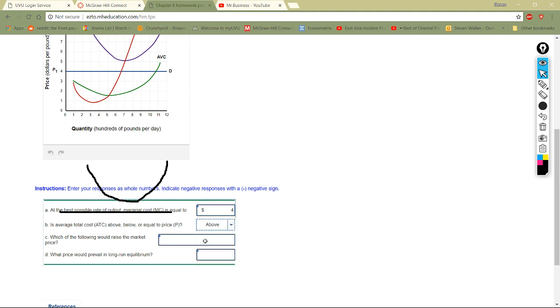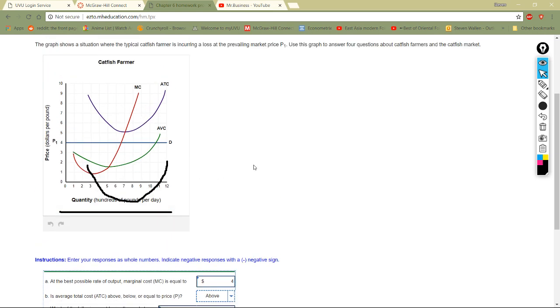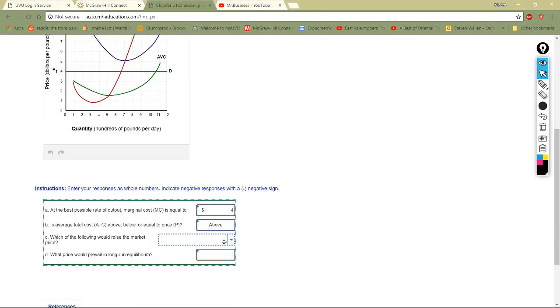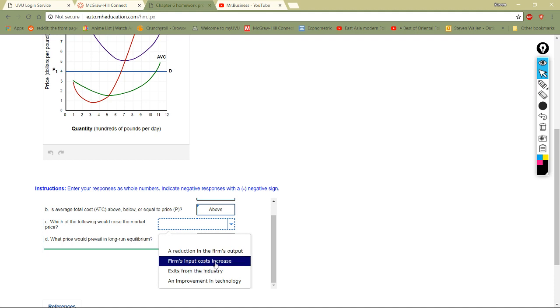So it's above it. Which of the following would raise the market price? Okay. How do you raise prices in a market? Well, let's see what options it gives us. A reduction in the firm's output. Would that raise the market price? What do you guys think? Think about this. Firm's input costs increase. Well, that's going to affect your costs. It's not going to affect the market. Okay. An improvement in technology. That's probably going to put even more supply on the market, and that's going to keep the price still low.